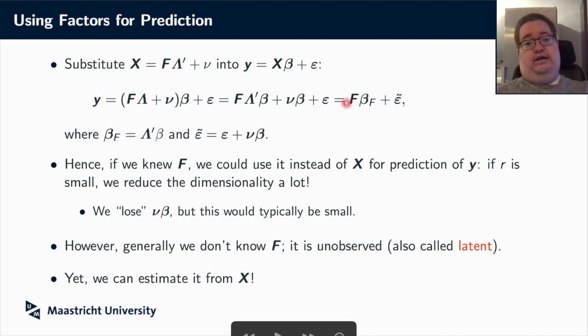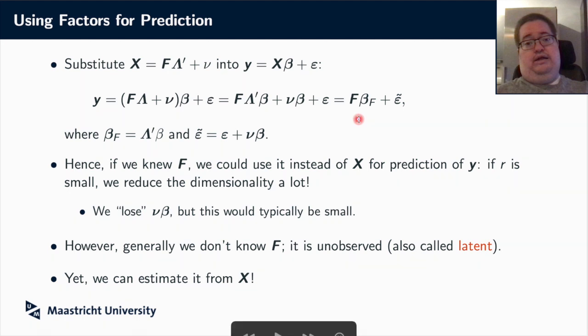This would just be a standard low-dimensional linear regression model, and you could just use least squares. So given that R would typically be small, all the high dimensionality would be gone, and you would do almost as well as regressing on X, but of course it would be much easier, so it would be worth it.